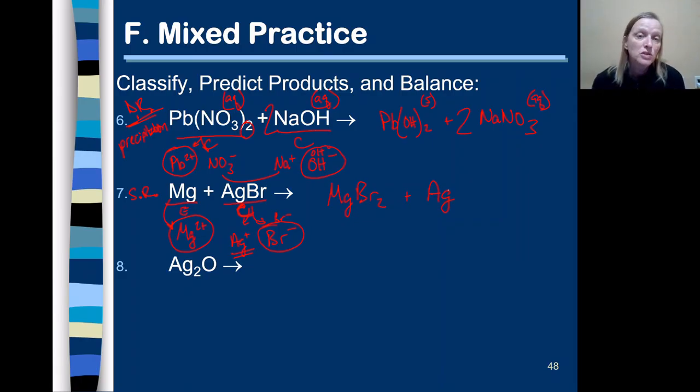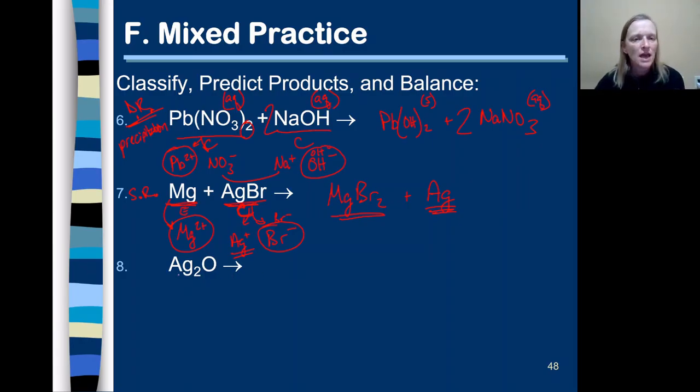With single replacement reactions, we've learned to answer the question, will the reaction actually occur? So you look at the reactivity series and you see how the two metals that are competing to be with the bromide ion compare to each other. Magnesium is higher up in the reactivity series than silver is, and therefore magnesium is more likely to be found in compounds, and silver is more likely to be found alone. So in this example, silver is likely to end up alone, and magnesium is likely to end up in the compound.